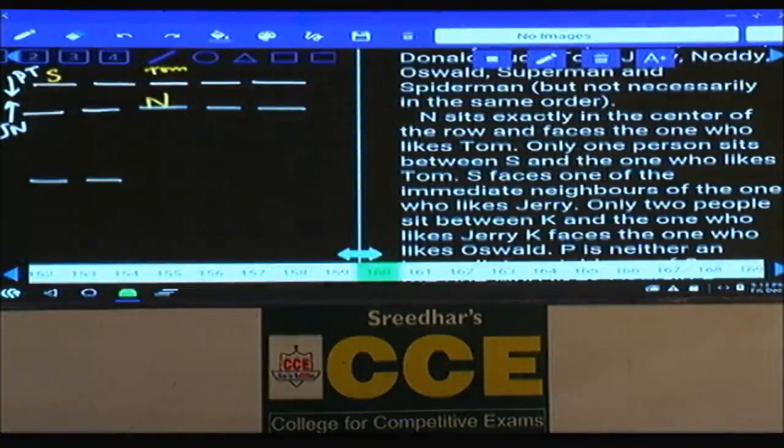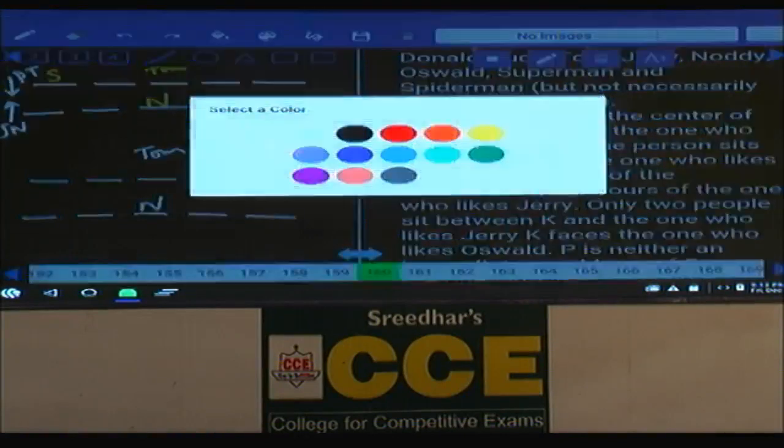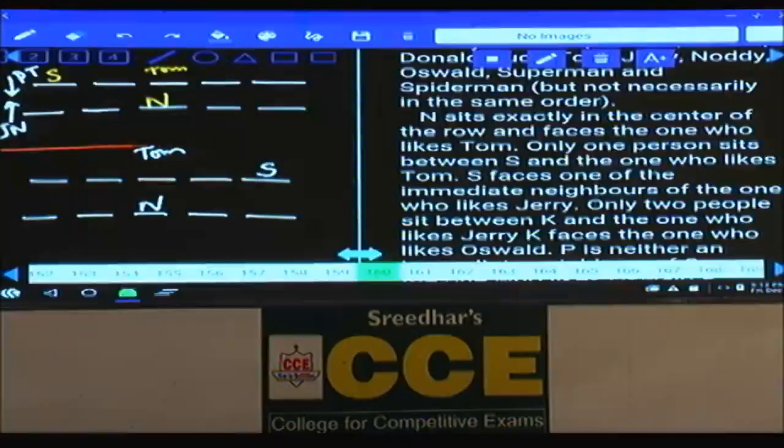As there are 2 different possibilities here, 1, 2, 3, 4, 5, here also 1, 2, 3, 4, 5. Now we are writing the second possibility as well. This is Tom and S must be here. Done with this? Here we are having 2 different possibilities, so we are working these 2 possibilities simultaneously.